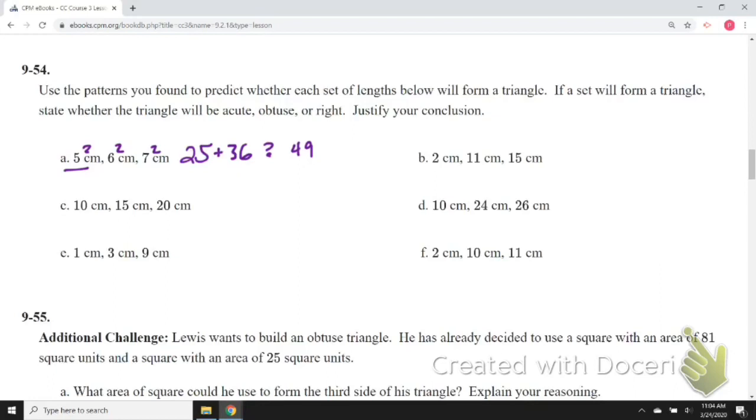Okay, 25 plus 36 is 61, and 61 is greater than 49. So going back to what we know, the sum of the two small sides is actually greater than the largest side, then that's going to be an acute triangle. Okay, so I will go ahead and pause it at this point, and you guys try the rest of the 5 problems.